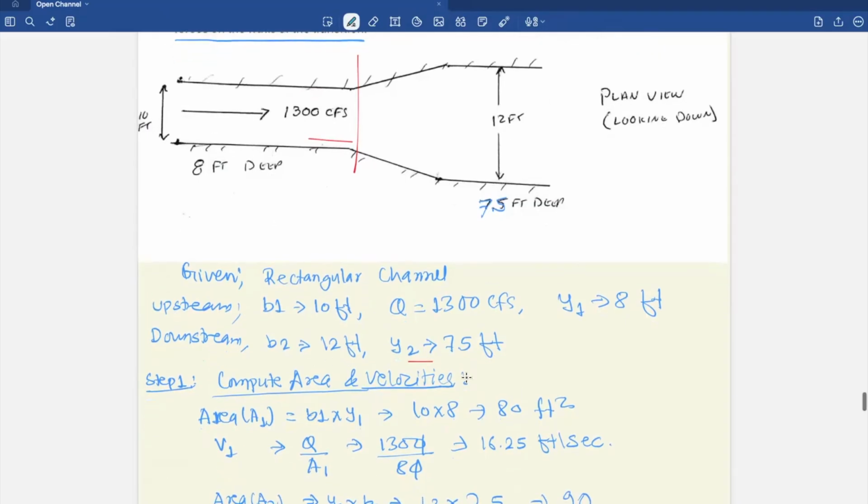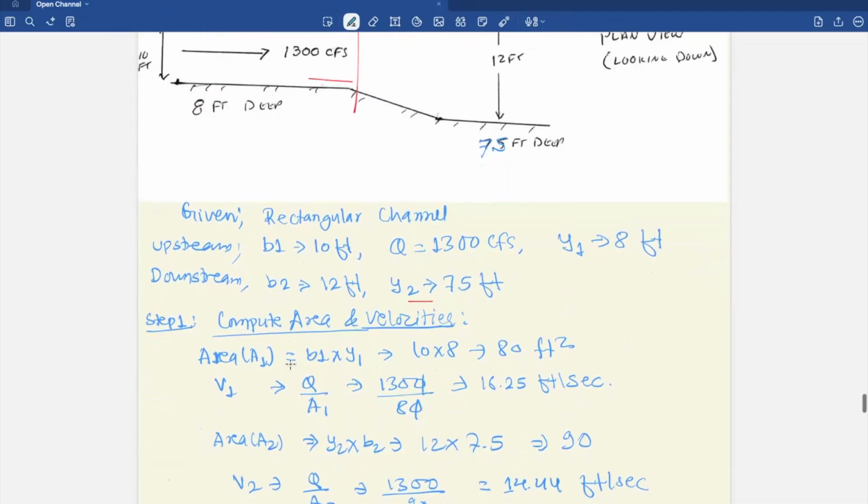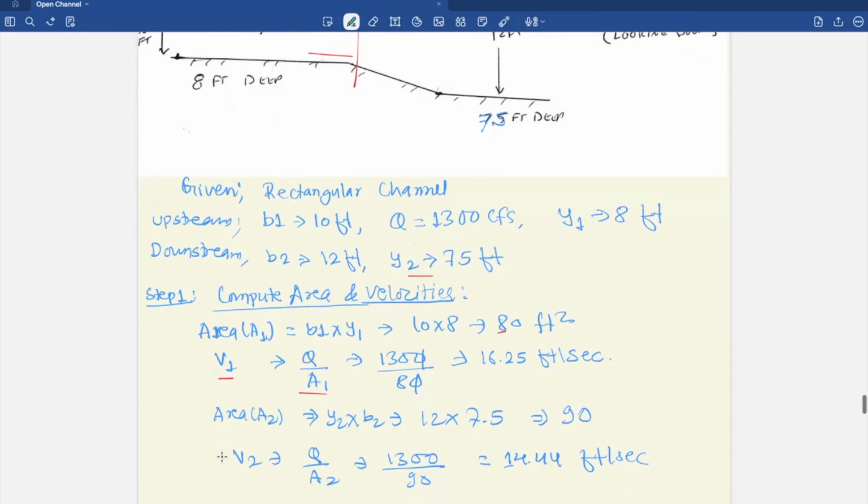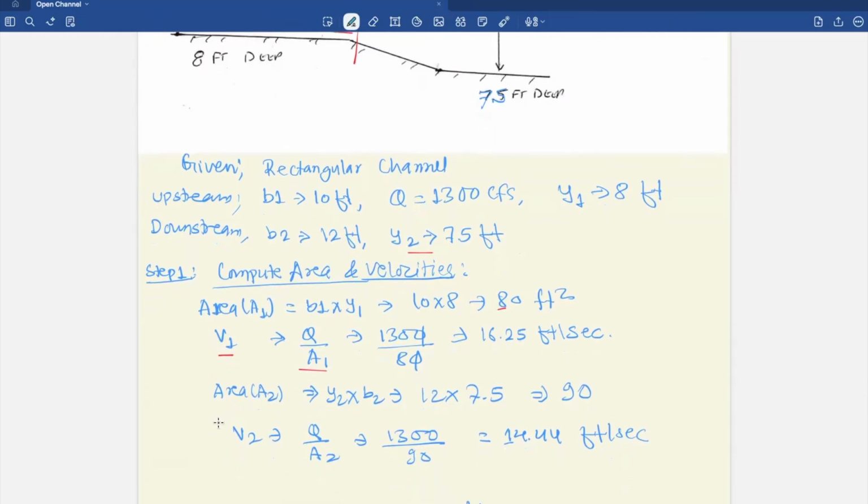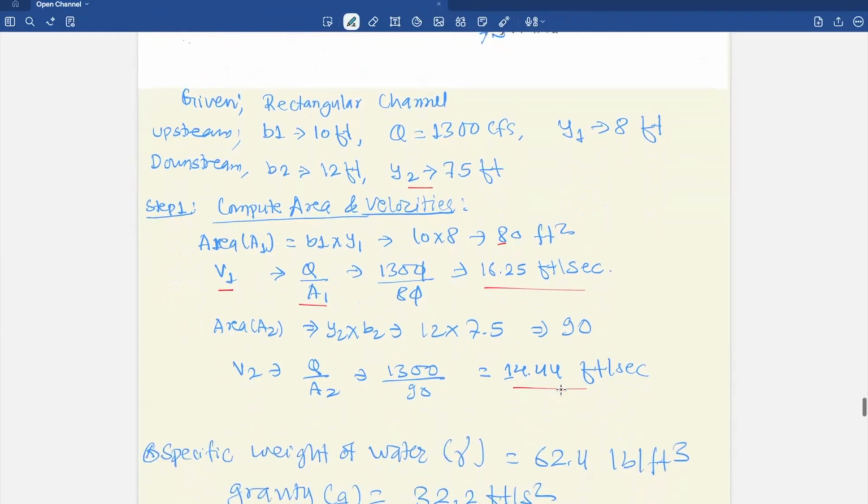Now compute the area and velocity. So our area will be B1 into Y1 since it is a rectangular channel, so it will be 80 feet squared. And since we computed area, we can compute velocity as well using the continuity equation. Similar things were done for downstream as well. So from that we could get V2 as 14.44 and V1 as 16.25 feet per second.